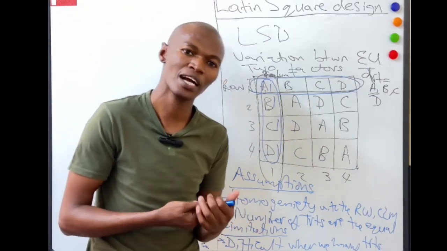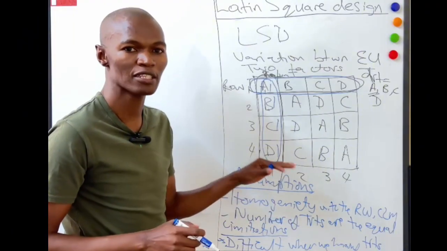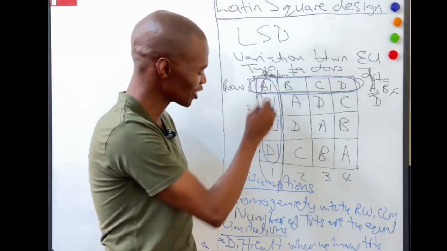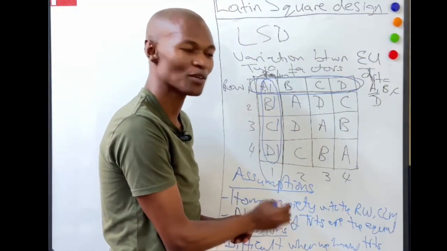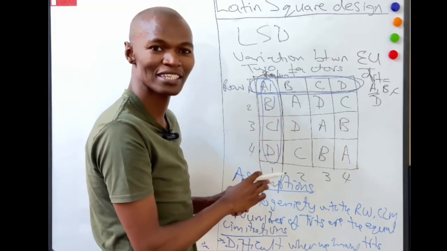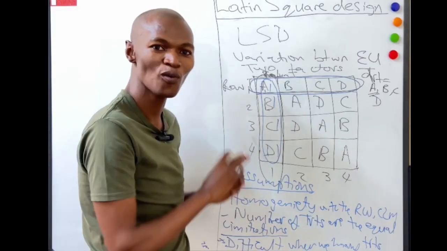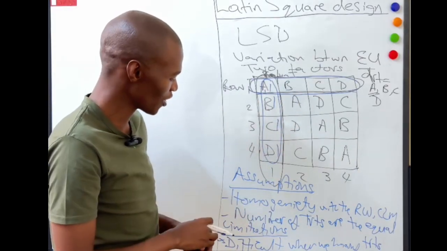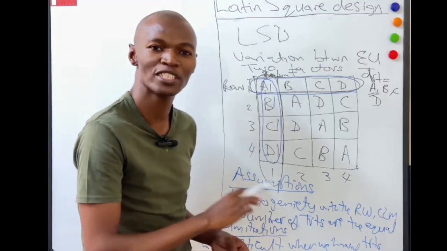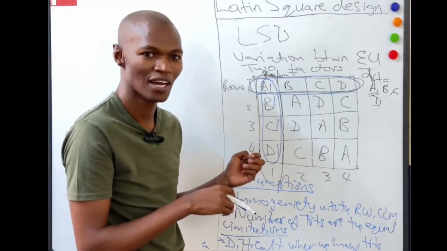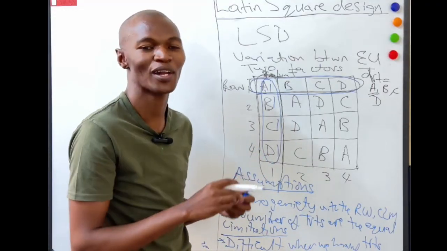Why is it always difficult when you have more treatments? It's because you have to make sure that you meet the assumptions. You have to make sure that each treatment appears once per row and once per column. You have to make sure that there's homogeneity within a row, and there's homogeneity within a column.